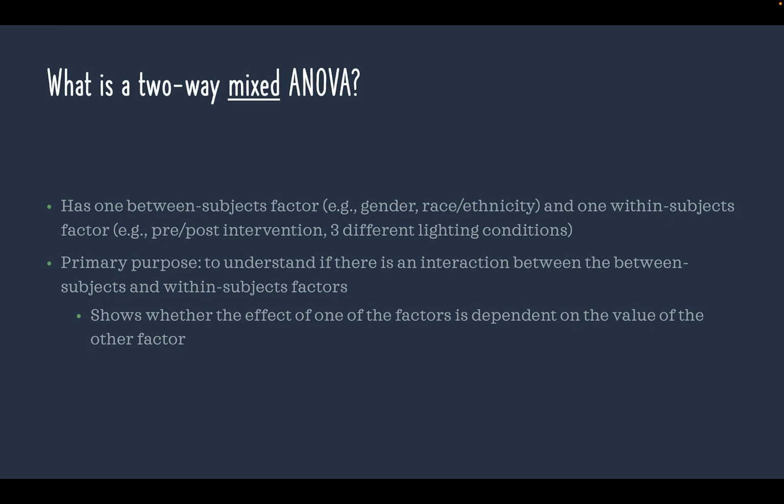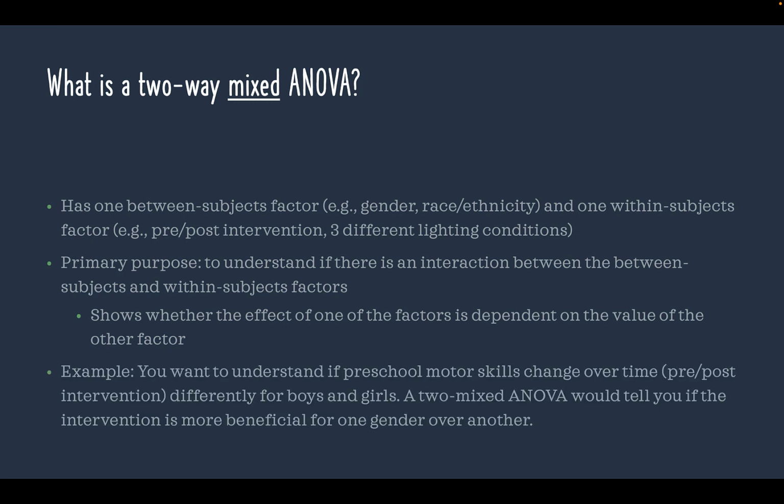It shows whether the effect of one of the factors is dependent on the value of the other factor. All right, for example, you want to understand if preschool motor skills change over time, so let's say pre-post intervention, differently for boys and girls. The two-way mixed ANOVA would tell you if the intervention is more beneficial for one gender over another.